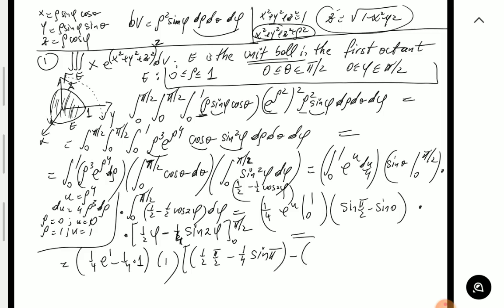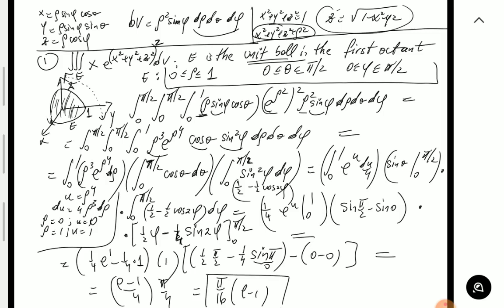0. And then 0 minus 0, right? Because sine of 0 is 0. So we have e minus 1 over 4, sine of pi is 0, pi over 4. So it's pi over 16 times e minus 1.